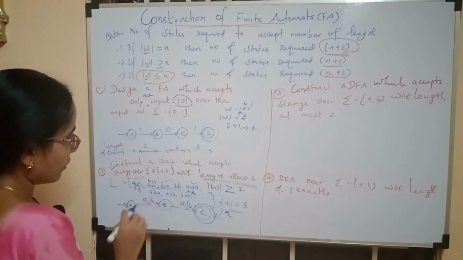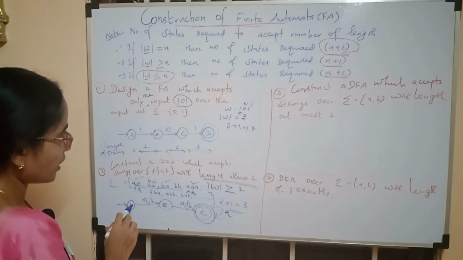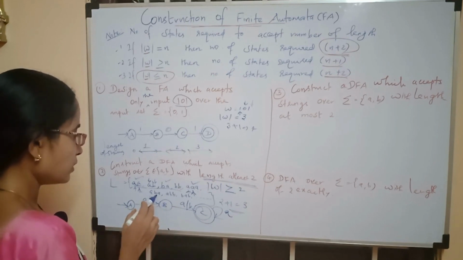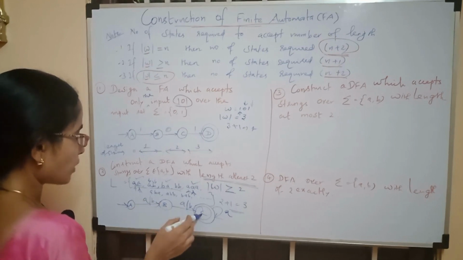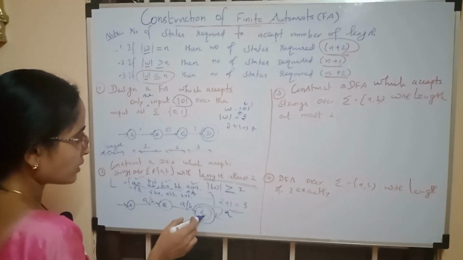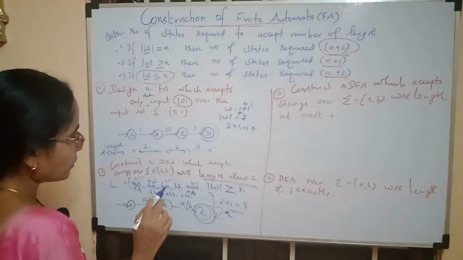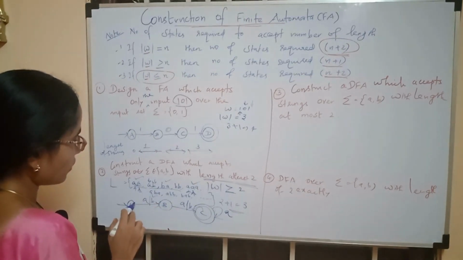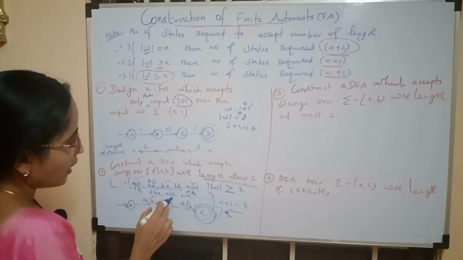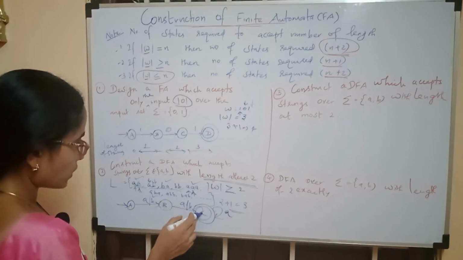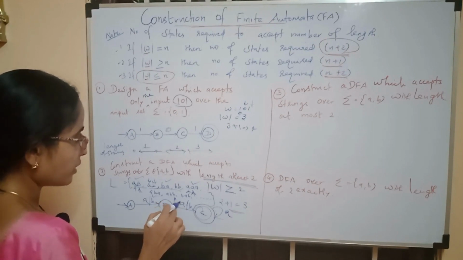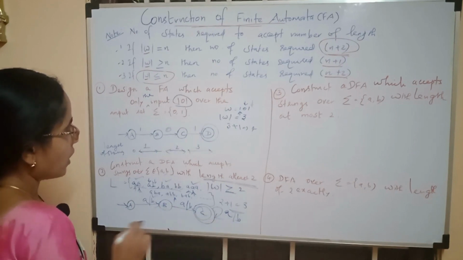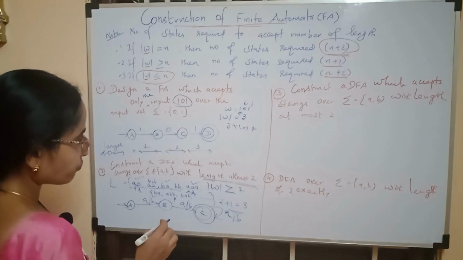And then ABA. What about ABA? We give A on the state A, it goes to B. And on seeing B, it goes to C. And then on seeing A, it accepts the string. This is also accepted. And then this one, ABB. When it sees A it goes to B, and on B it goes to C, and I also have B here. So I will have either A or B here, right?